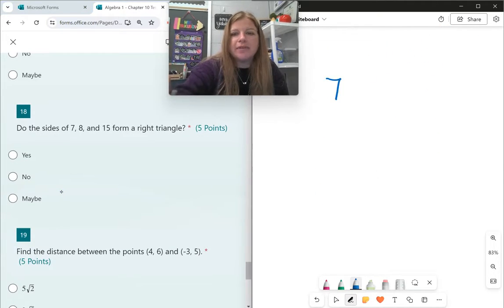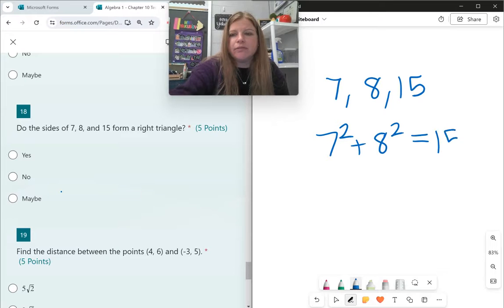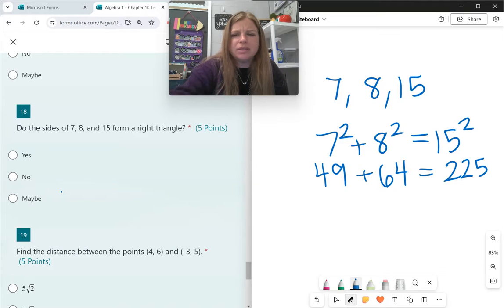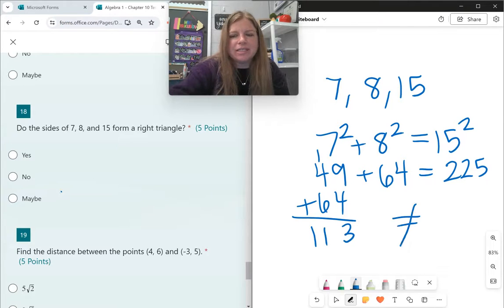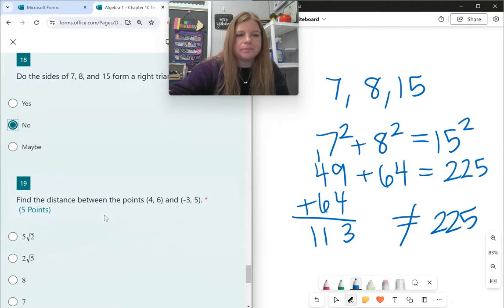Number 18, another question. Do the sides of 7, 8, and 15 form a right triangle? So I want to check, does 7 squared plus 8 squared equal 15 squared? Well, 7 squared is 49, 8 squared is 64, 15 squared is 225. Now, 49 and 64 definitely don't equal anything over 200. If I add those up, 49 plus 64, I would get 113. And that definitely does not equal 225. So those do not form a right triangle at all.